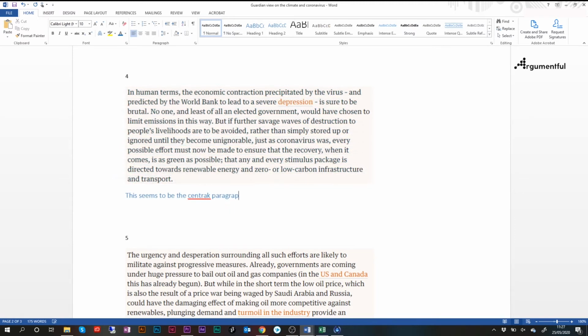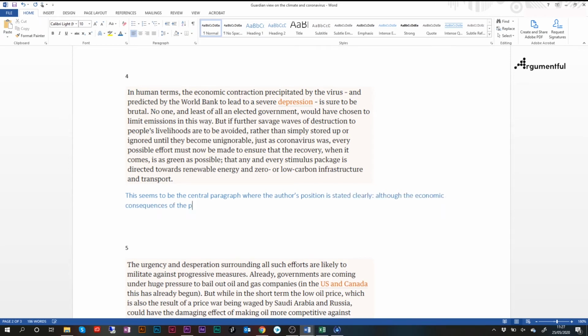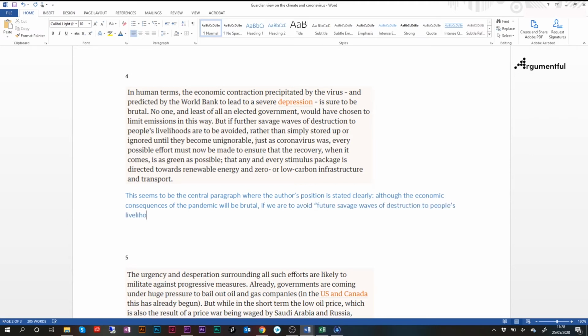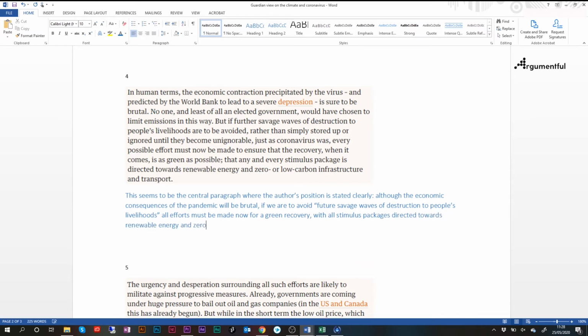Okay, so this seems to be the central paragraph. The author's position here is stated quite clearly. Although the economic consequences of the pandemic will be brutal, if we are to avoid future savage waves of destruction to people's livelihoods, all efforts must be made now for a green recovery, with all stimulus packages directed towards renewable energy and zero or low carbon infrastructure and transport.